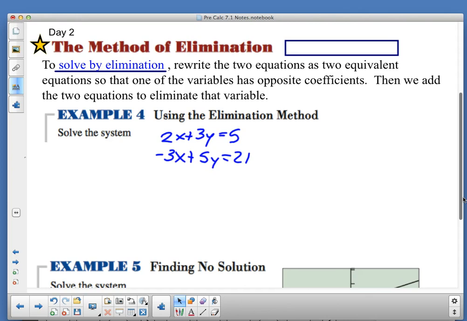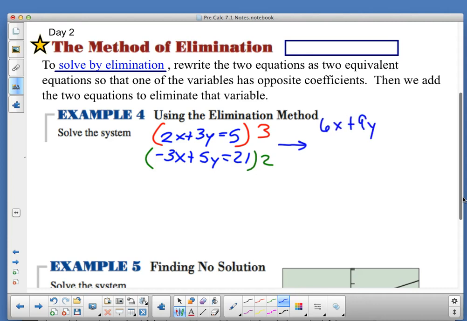And part of elimination is I look to see which variable I want to get rid of. Okay, I'm going to try to get rid of my x's, or my y's. I don't care which one. And since I've got that negative, I'm just going to multiply the bottom equation all the way across by 2, and the top equation all the way across by 3. So this will become 6x plus 9y equal 15. The bottom will become negative 6x plus 10y equal 42.